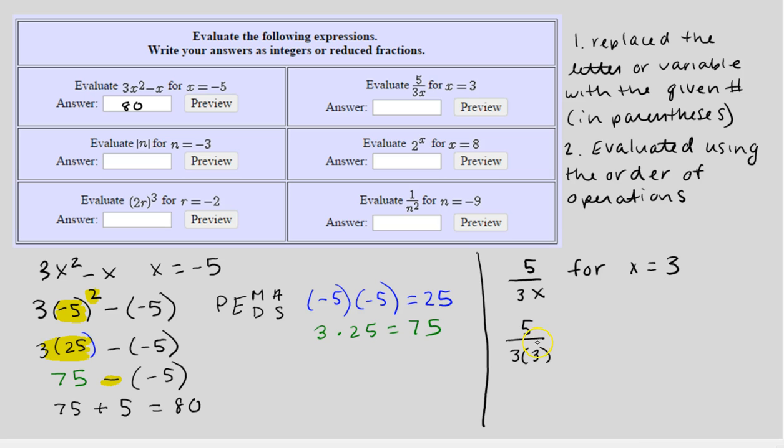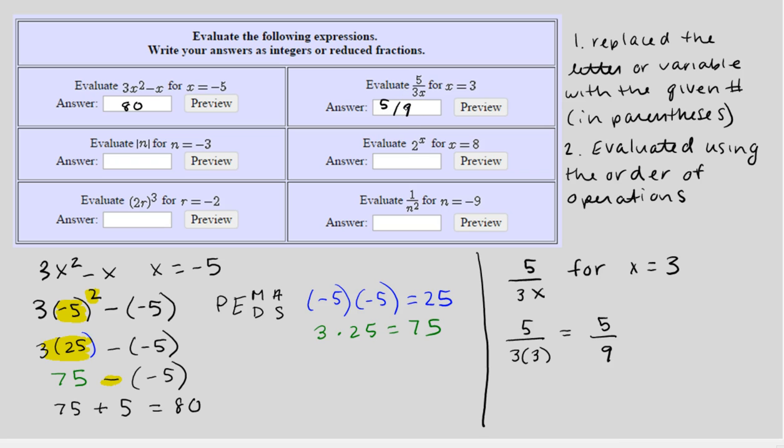Now, we have a numerator and a denominator, and we can consider a fraction division, but notice they want us to write our answer as a reduced fraction. So we only need to do the multiplication in the denominator. That's the only required operation. And 3 times 3 is 9. And our final result is 5/9. So let's put that up here in the box.